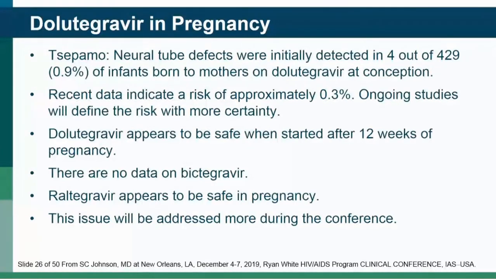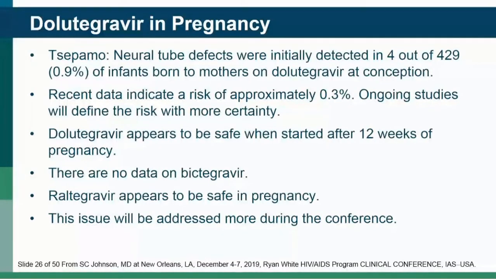So just to mention briefly here, neural tube defects were detected in 4 out of 429 infants born to mothers on dolutegravir at conception. This was the initial report. Subsequent reports have put this risk down to about 0.3%, and there are ongoing studies to define the risk with more certainty. So dolutegravir appears to be safe when started after 12 weeks of pregnancy. I just want to emphasize that there are no data on bictegravir.